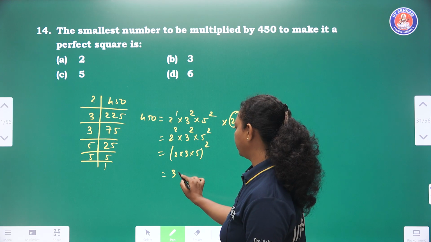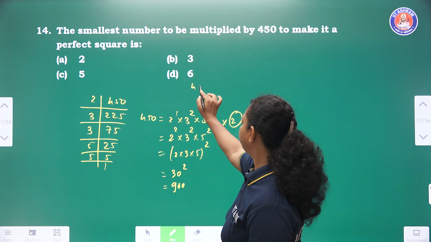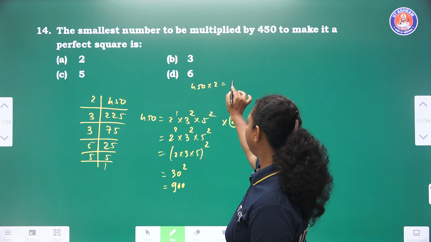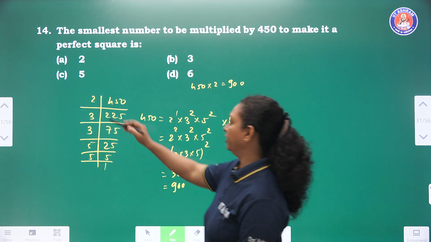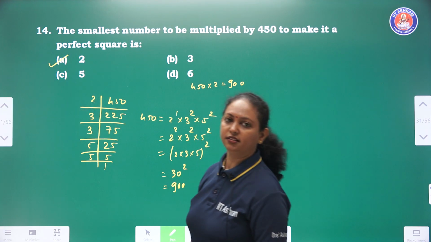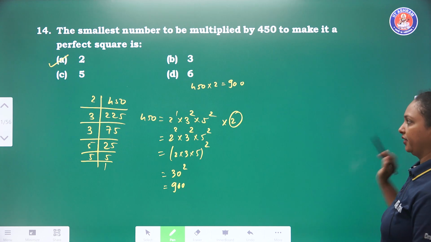So that is equal to 30 square. What is 30 square? 900. So on multiplying 450 by 2, what do we get? 900, and 900 is a perfect square. Therefore, 2 is the smallest natural number which must be multiplied by 450 to make it a perfect square.